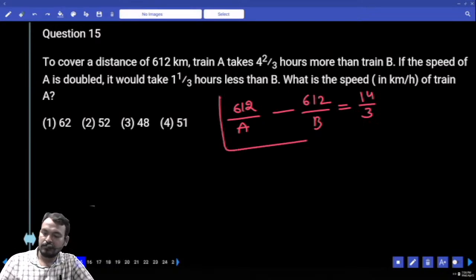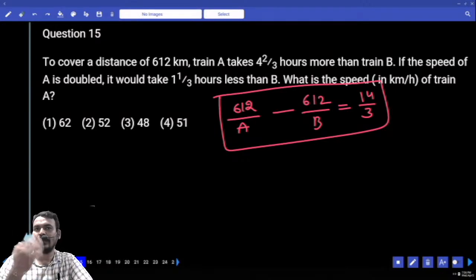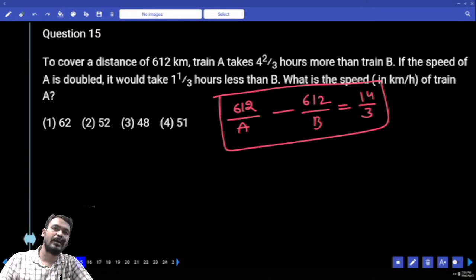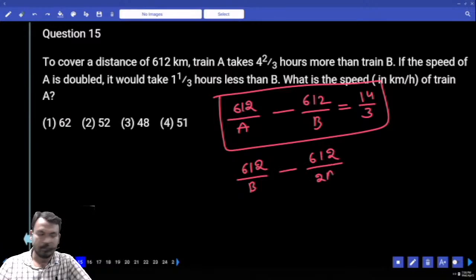It is the first one. Second one, A speed will be double or triple? Double. Speed double means time will be reduced or increased? Reduced. Means A time compared to B time is less or more? Lesser. Means 612 covered by B speed minus 612 covered by A speed 2A, or not? That is equal to how many hours less? 1 by 3 hours less. 4 by 3 or not?